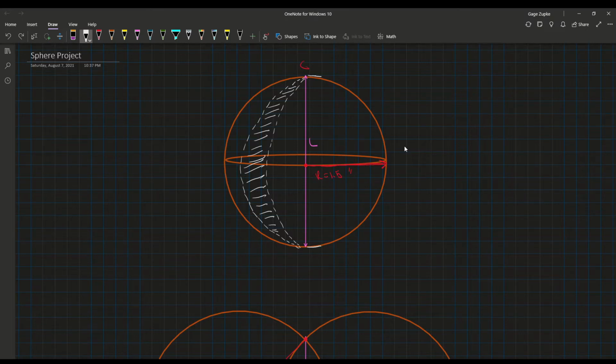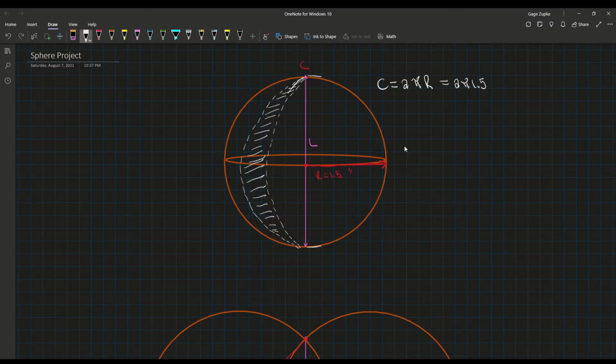The next thing that is really important is we need to define the circumference of this circle, so that the circumference is going to be all the way around. And we all know that circumference is equal to 2 pi times the radius. So that circumference is going to be 2 pi times 1.5.